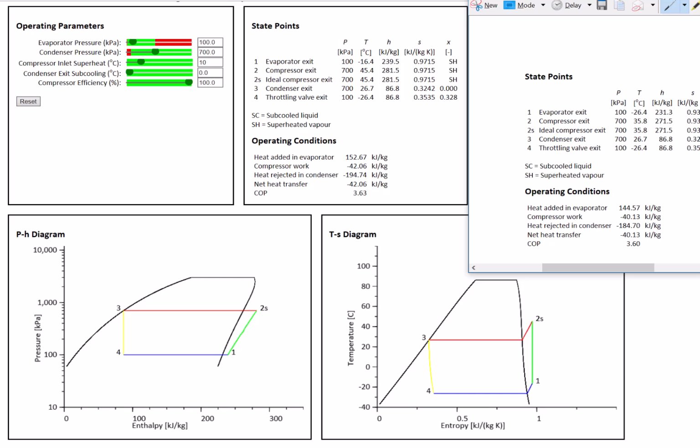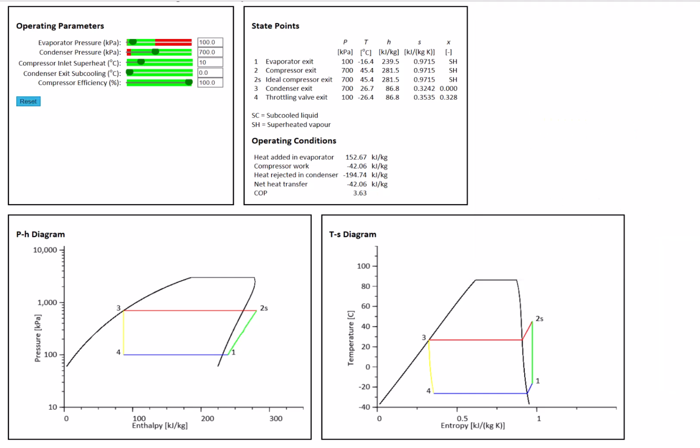Now at the same time, the compressor work actually also goes up a little bit. Look at the compressor work. It is now 42.06, used to be 40.31. So both the compressor work and the refrigeration effect have increased, but the net effect of those two is actually a small increase in the coefficient of performance.